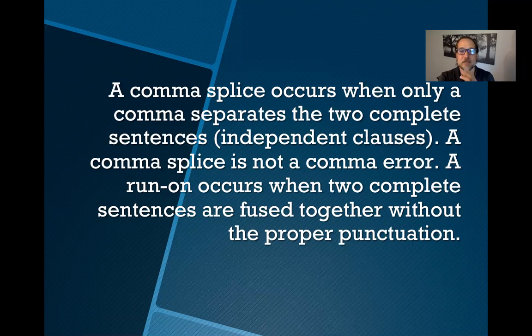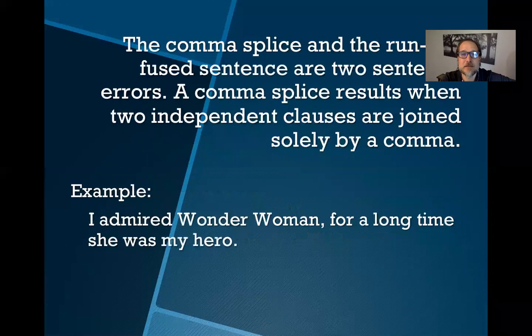A run-on, excuse me, occurs when two complete sentences are fused, and there's no punctuation, right? So one, we tried with a comma. Two, we didn't even get the comma there. Both are jamming independent clauses together and trying to make a mash, all right? Comma splices and run-ons are two sentence-level errors. These are the most important.